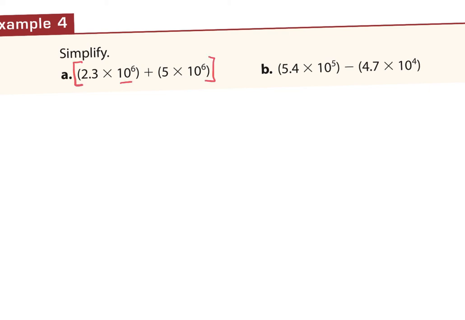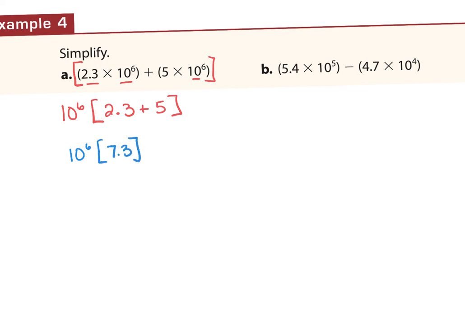I have the same thing in both of these groups. What is it? 10 to the 6th. So I can take that out. And what I have left is the 2.3 plus the 5. Does everybody see that? So I can just add those. That's how we actually did like terms. What is 2.3 plus 5? 7.3, right?